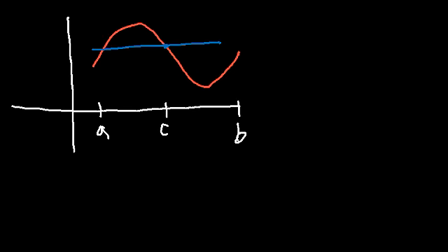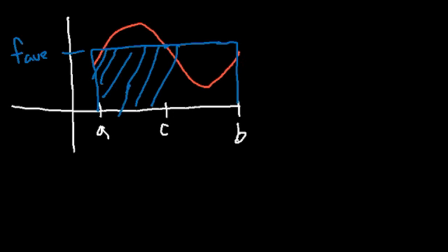And it turns out that the area of the rectangle formed using the average y value is equal to the area under the curve. That is the area shaded in red.